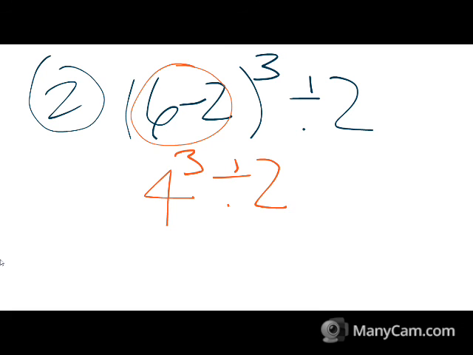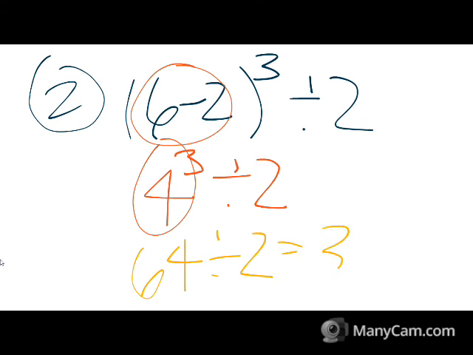Then we go to exponents. Do we have any exponents? 4 to the 3rd. And 4 to the 3rd is 64 divided by 2. The only operation we have left is division. So 64 divided by 2 equals 32, which is a simplified expression. So let's try one more before you do the got it.